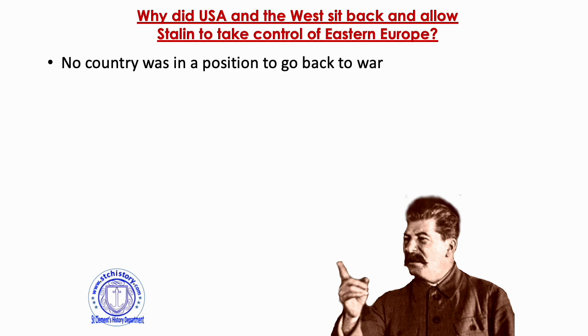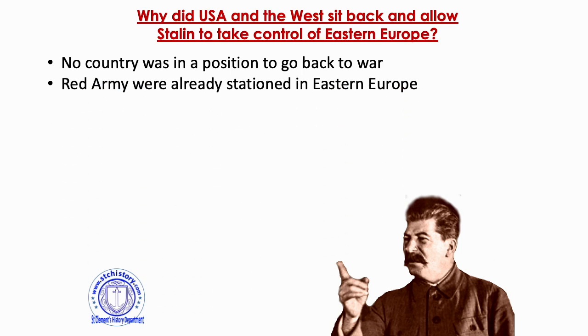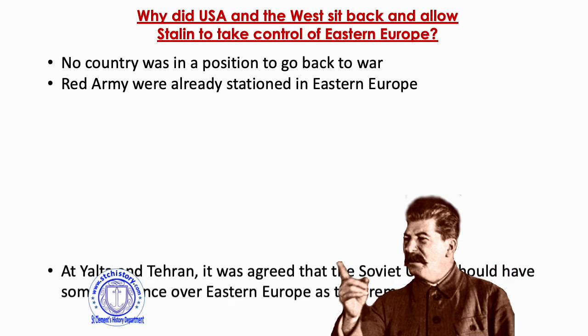as they approach the end of World War II. So no one is in a position to go back to war. All right, the Red Army is already stationed in Eastern Europe, so they've got a heads up. They took out all the Nazis in all of these countries, so they're in a much stronger position in Eastern Europe to defend any possible attack that might come from the West.